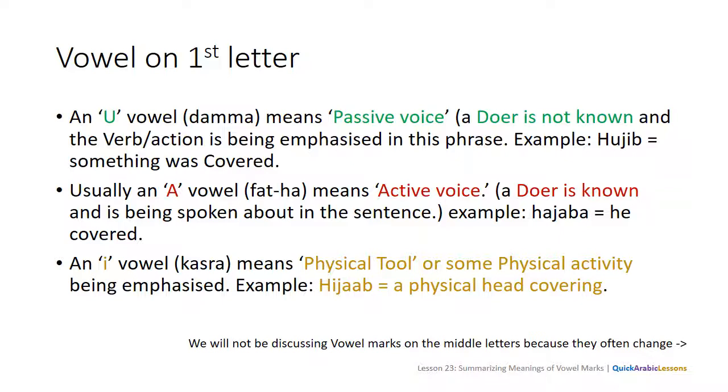An i vowel, a kasra or a zair, means a physical tool or some physical activity being emphasized. For example, the hijab. A hijab is a physical head covering and also an action, a physical action of covering up. Now, on the next page, we will not be discussing vowel marks on the middle letters because they continue to change.